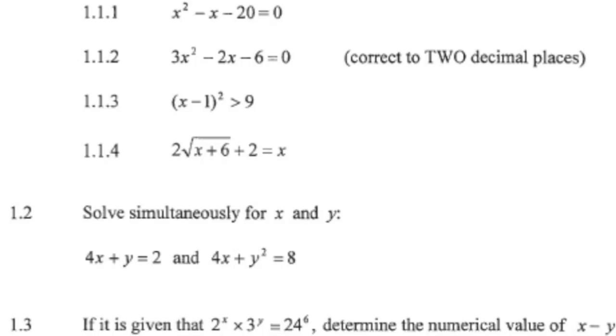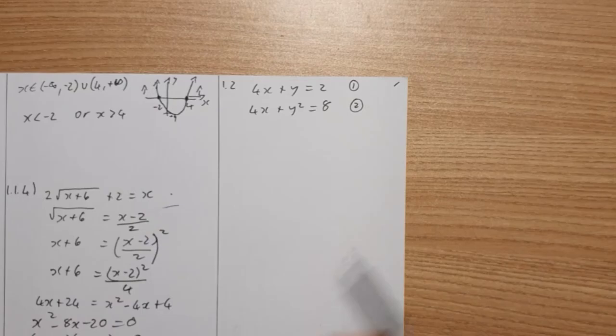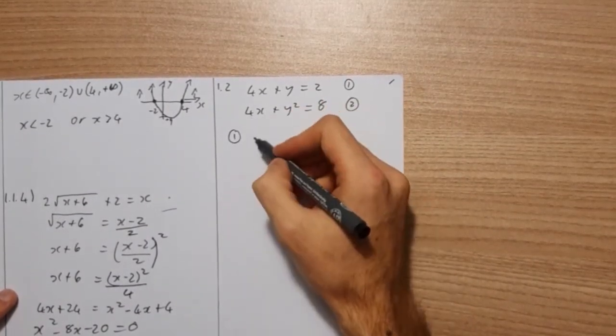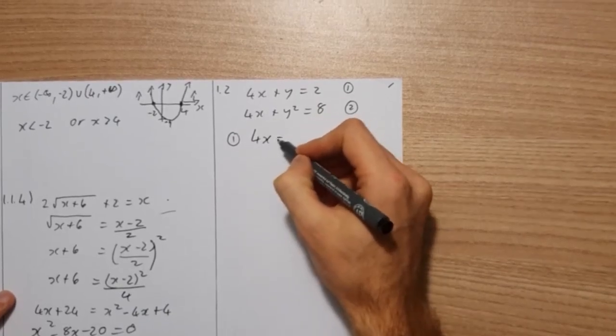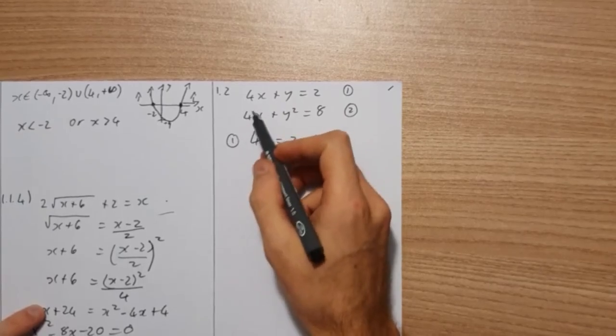So 1.2 is solving simultaneous equations for solving for x and y. Okay, so if we look over here, I've rewritten the equations. So we need to make one of them the subject. So I'm going to use equation 1. I'm going to make it the subject. So I'm going to say 4x equals 2 minus y. Okay, that's just going to simplify it. Why? Because there's a 4x over here.